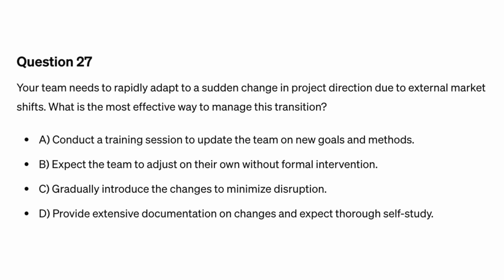Question 27. Your team needs to rapidly adapt to a sudden change in project direction due to external market shifts. What is the most effective way to manage this transition? A. Conduct a training session to update the team on new goals and methods. B. Expect the team to adjust on their own without formal intervention. C. Gradually introduce the changes to minimize disruption. D. Provide extensive documentation on changes and expect thorough self-study.